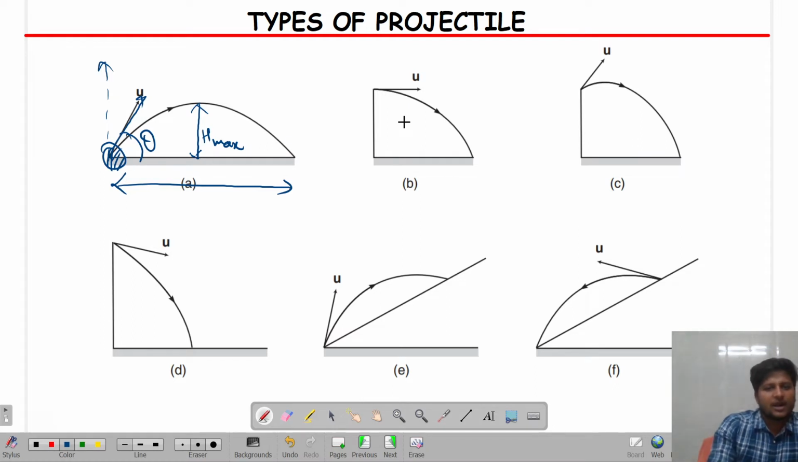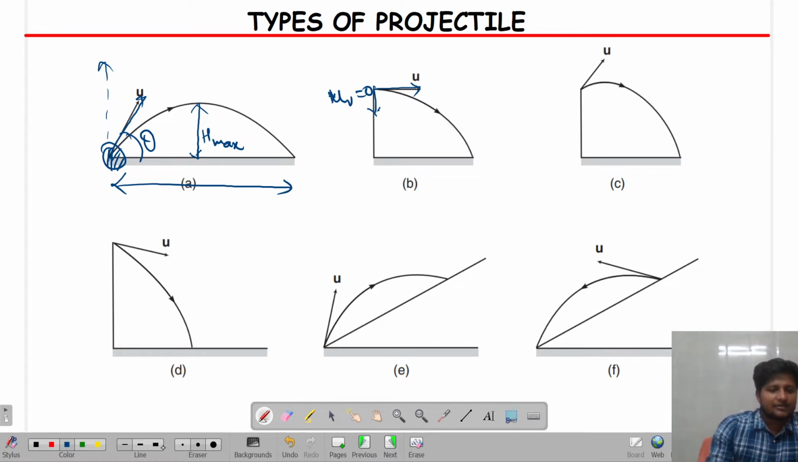Now another way to throw a projectile is by making the initial vertical velocity u vertical equal to 0, and having the horizontal component only, and the particle will travel this way.